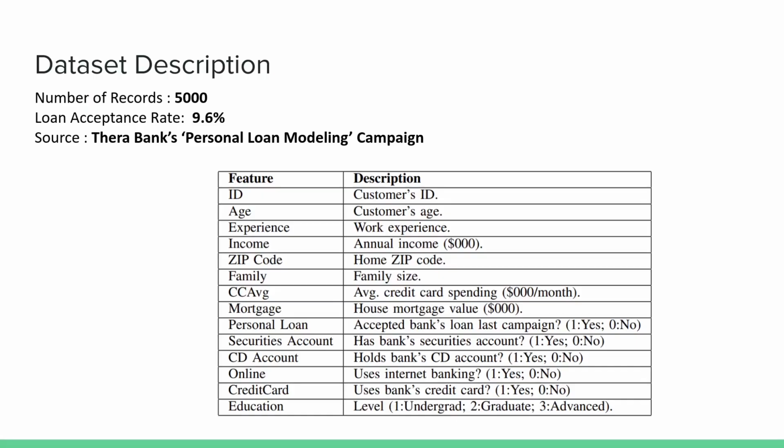The data set we are working on has 5,000 rows or 5,000 instances. The source of our data set is a bank called Theras Bank, which has a campaign, and we got the data set from that campaign. Now, we can see the columns or features in a particular dataset. Also, to note that in our dataset, the loan acceptance rate is 10%. So 90% of the loans are not accepted.